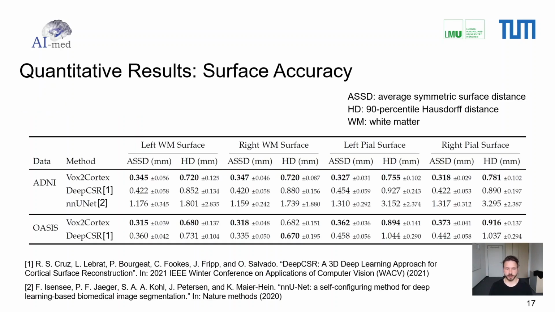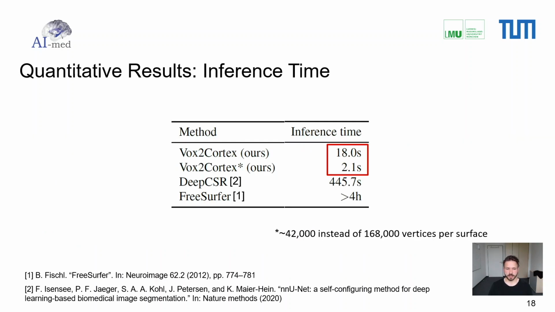In terms of quantitative results, Vox2Cortex is on par or even better than existing deep learning-based approaches in terms of average surface and Hausdorff distance. However, in contrast to the existing methods, Vox2Cortex does not require any post-processing and directly yields topologically correct meshes. These results are obtained within seconds, which is a fraction of the time required by previous methods.